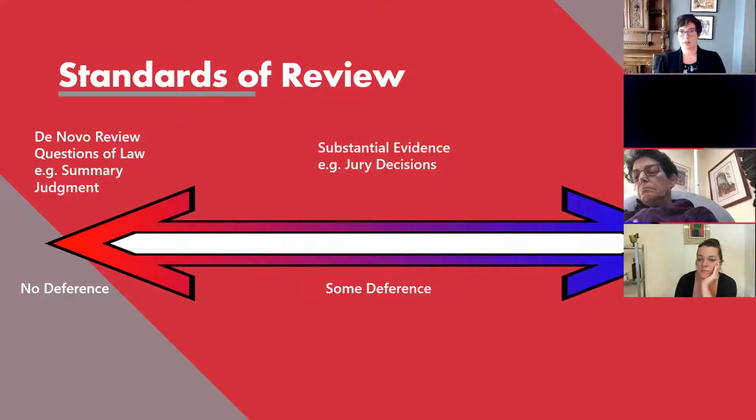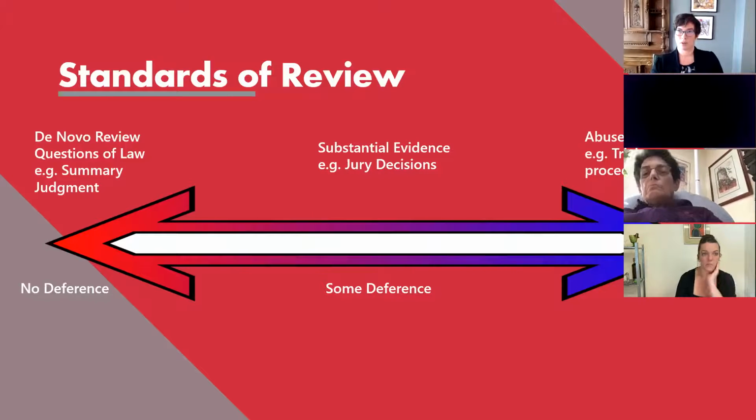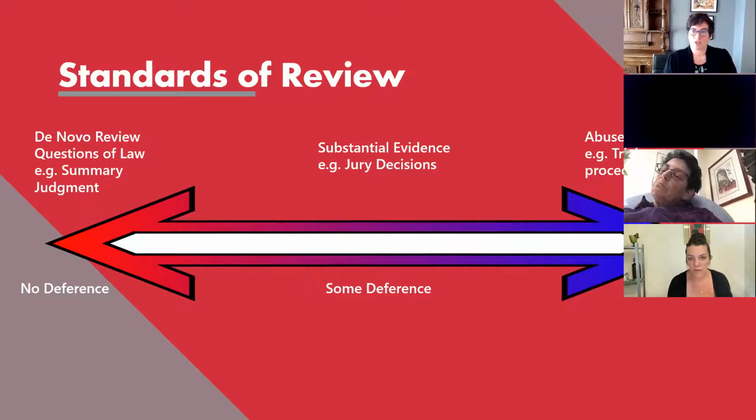In the middle, we have some deference, an example being the standard of substantial evidence. You find this often in jury decisions or fact finder decisions, where a fact finder's decision will stand unless no substantial evidence supports it. And on the farthest side, we have abuse of discretion, which is more deference. And you generally find these in trial court procedural decisions, such as the one that happened in Magana.